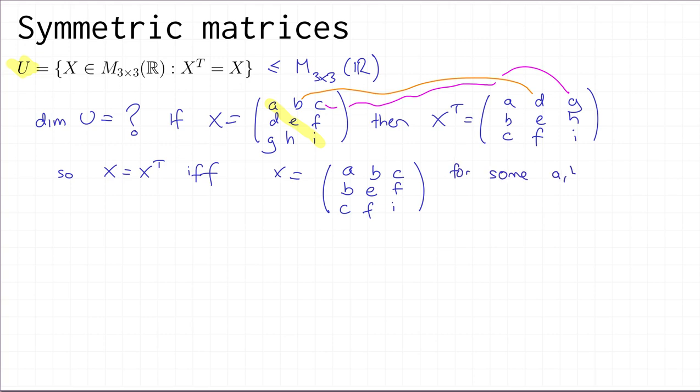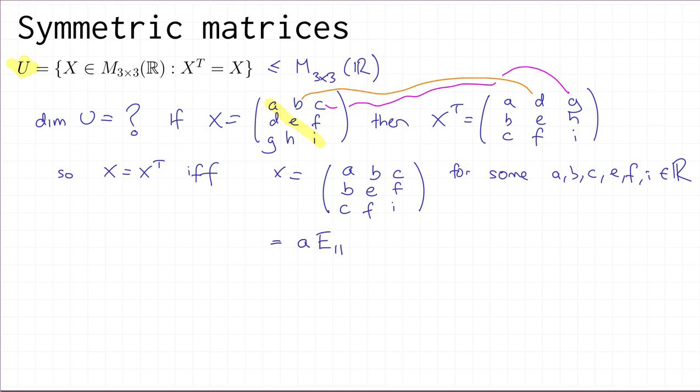So A, B, C, E, F, I are real numbers this time, since we were looking at 3 by 3 real matrices. So let's use the same trick as before and try to spot some matrices which belong to U, which we can use to write this matrix X. So we can find some matrices which we can write X as a linear combination of.